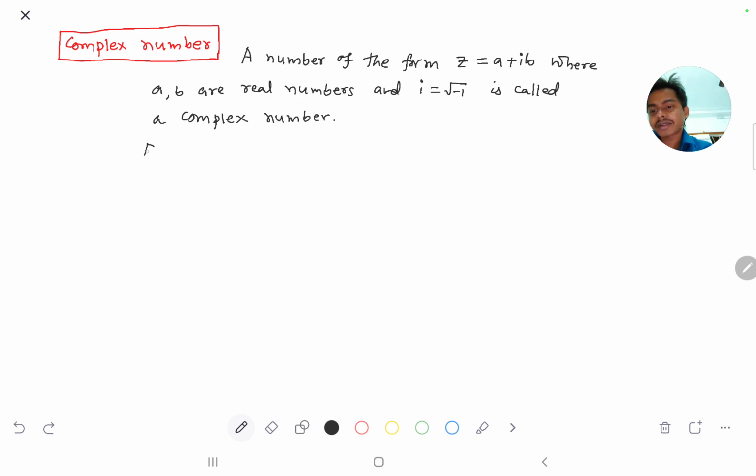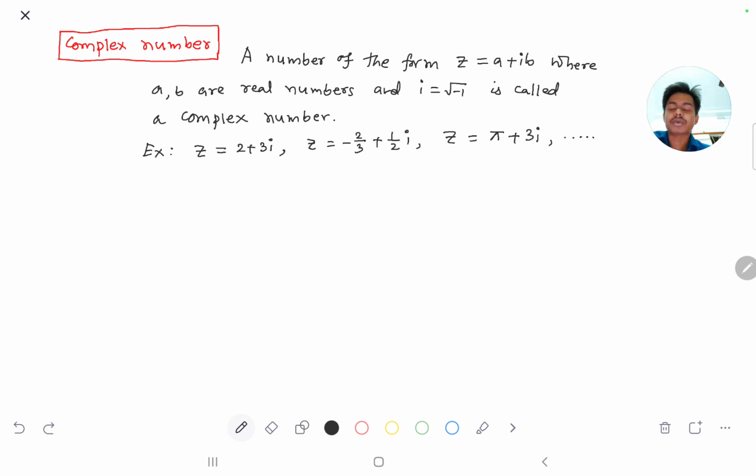So for example, we can take z equals 2 plus 3i. It is a complex number. We can take z equals negative 2 over 3 plus 1 over 2 i. We can take z equals pi, which is a real number, plus 3i. So we can define many complex numbers this way.